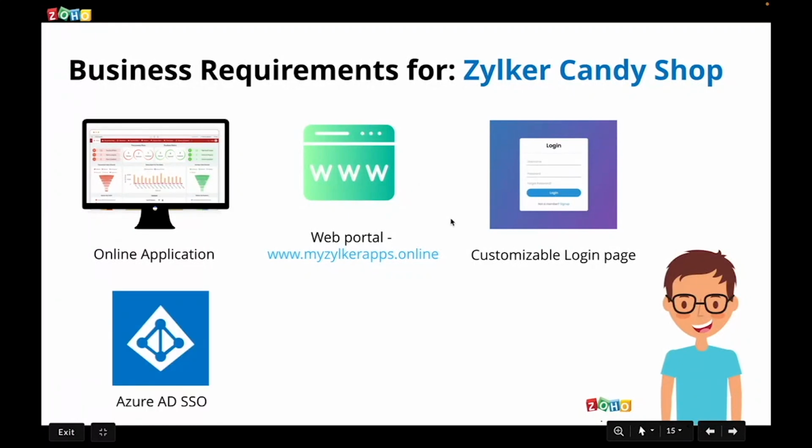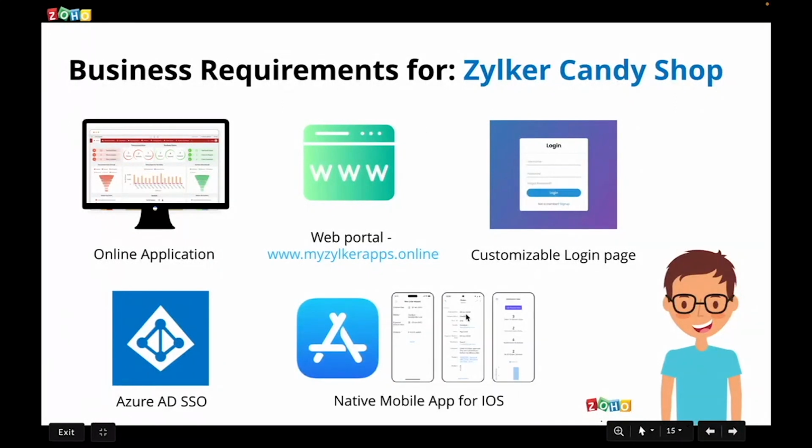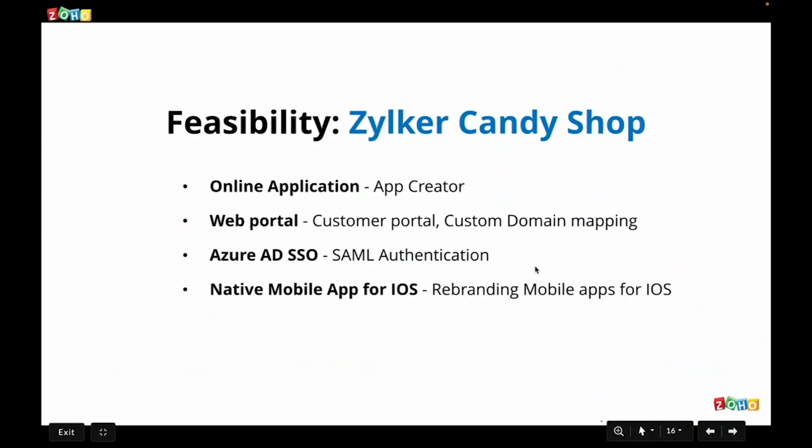So Ben is currently using Azure Active Directory, where he has stored all his delivery agents' details, the email address and password, which have been created for around 50 plus delivery agents. So he wants to make use of this Azure Active Directory and connect it to the Creator web portal so that he can log in using the same credentials that are used in Azure Active Directory. And finally, he wants a mobile application for iOS so the customers can download the app from the App Store. Now let's check on the feasibility.